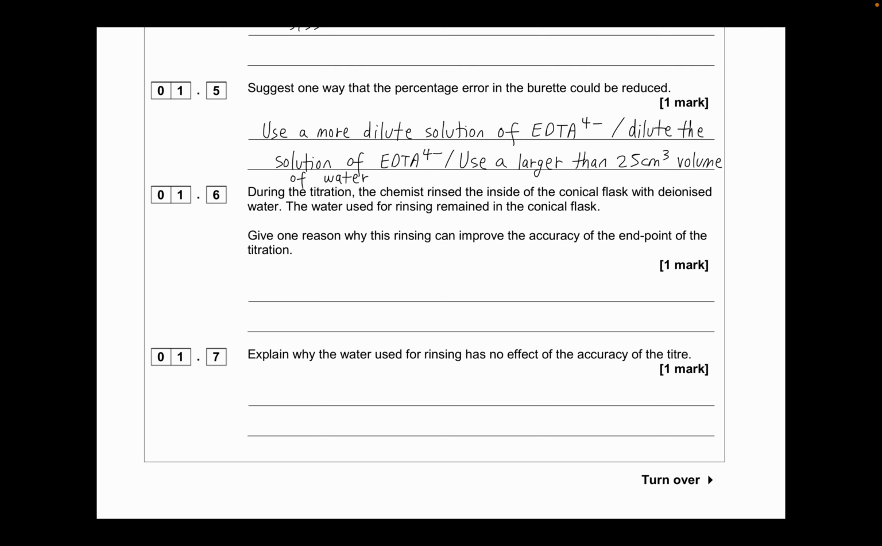You're just going to directly write this line, that it returns the reagent on the sides of the flask to the reaction mixture.